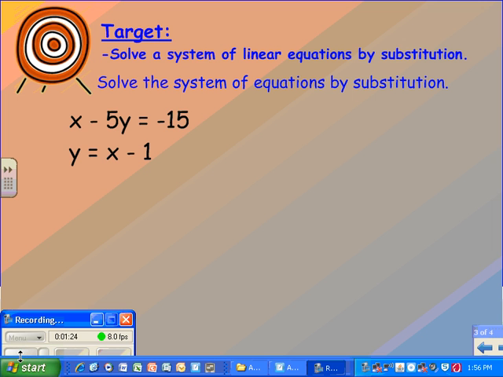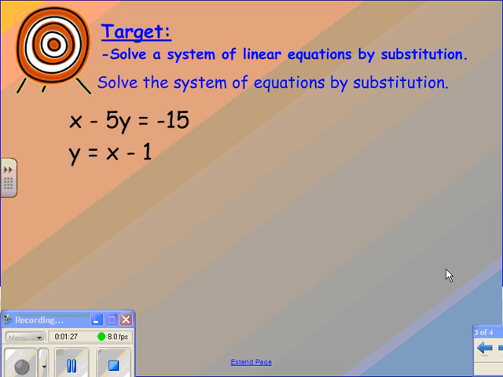We always know that we want to use the substitution method to solve a linear system of equations when at least one of our equations is solved for one of the variables already. So if we look at our 2 equations, the first one is not solved for either one of the variables, but the second equation, y equals x minus 1, is solved for y because y is by itself. It's isolated on one side of the equal sign, which is what we're looking for. So anytime we have a system of equations where at least one of the equations is solved for either x or y, it doesn't really matter, then we know we want to use the substitution method to solve that system.